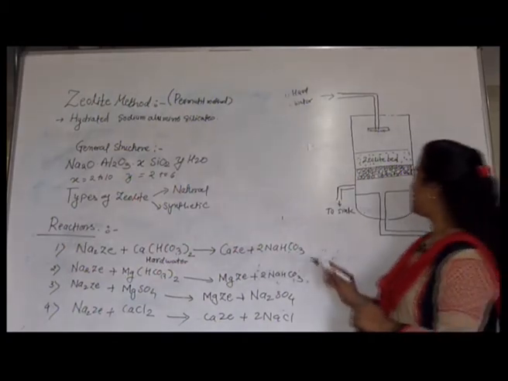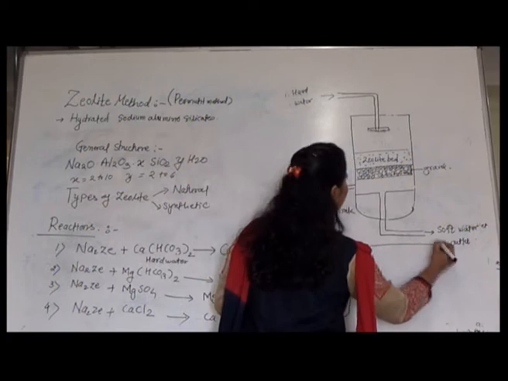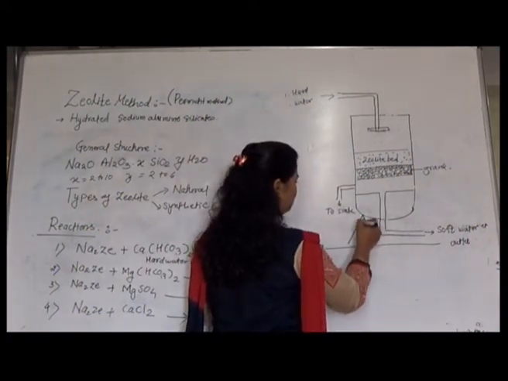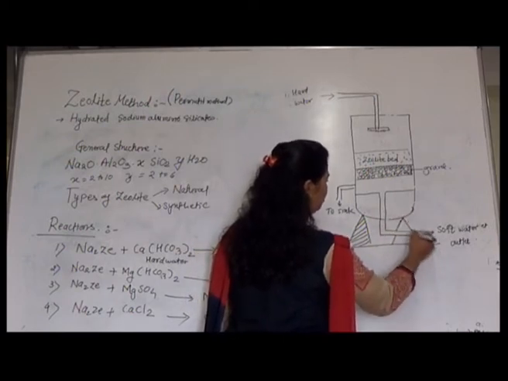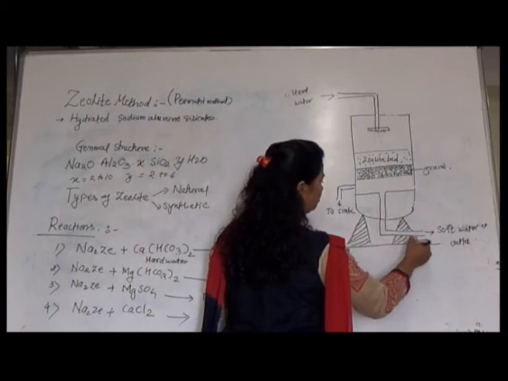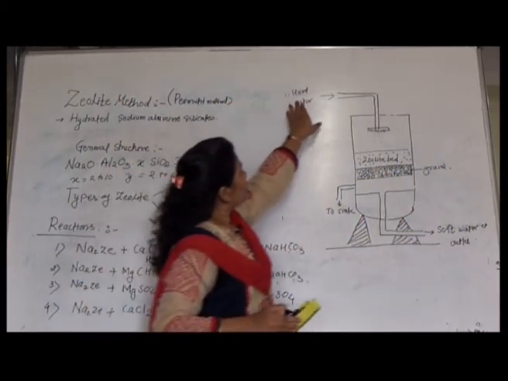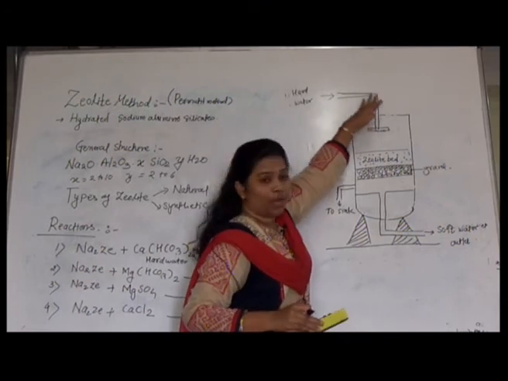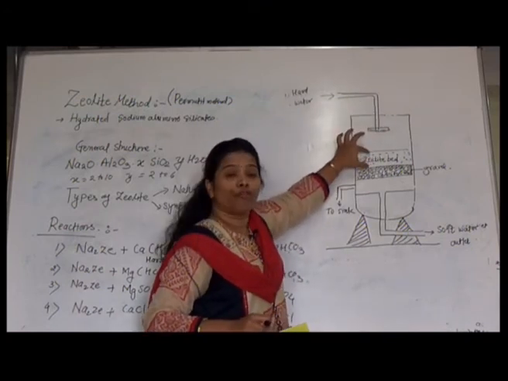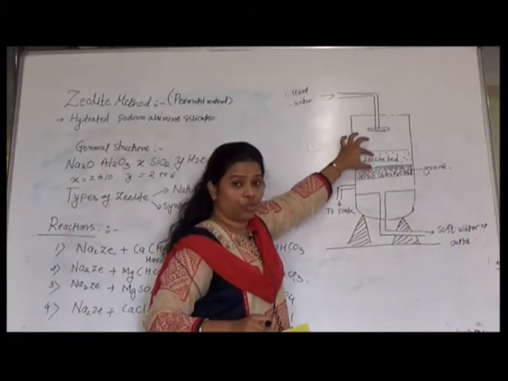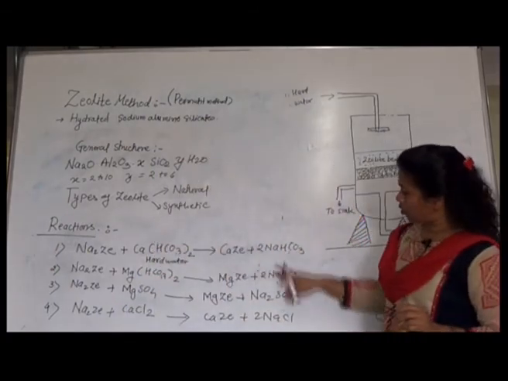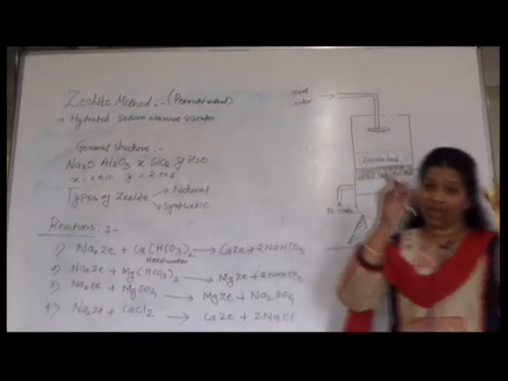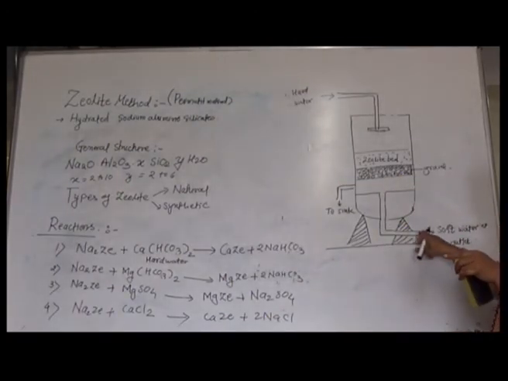So the next part is, here we can see the regeneration reaction. Hard water passes through this zeolite bed. Here formation of exhausted calcium zeolite and magnesium zeolite, and all these ions are present in the soft water. That soft water we can remove from this outlet. So here the soft water outlet is given.